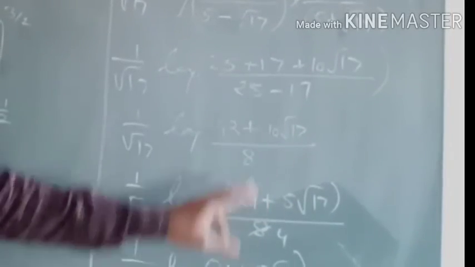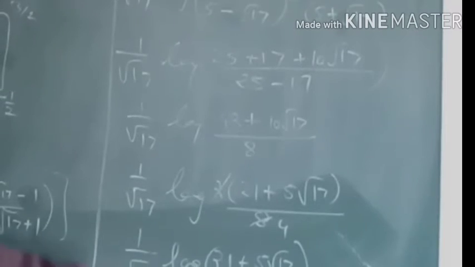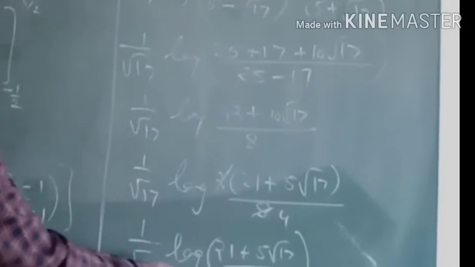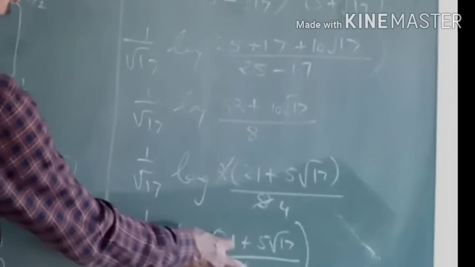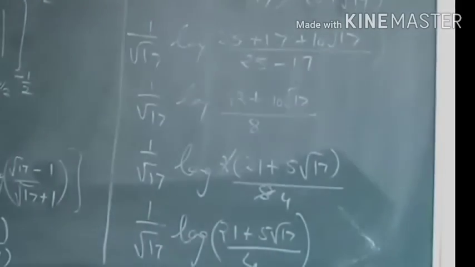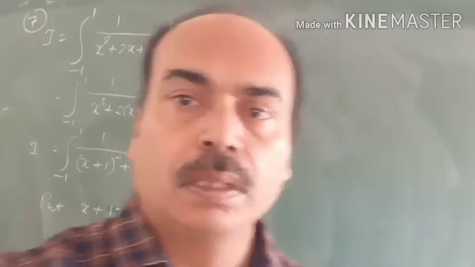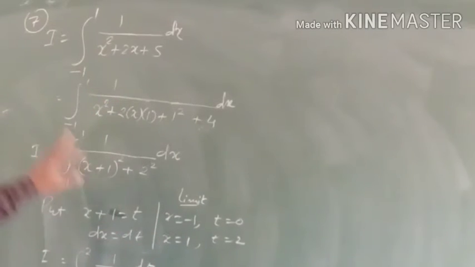25 minus 17 that is 8. 2 is common, so 2 and 8 cancel out, so this is your answer, 1 by root 17 log (21 plus 5 root 17) upon 4. This is question number 6. Now next question, question number 7.